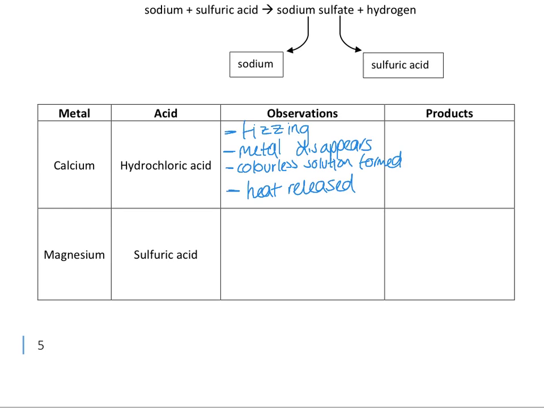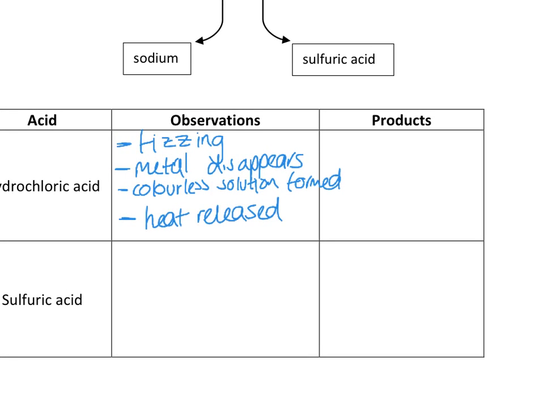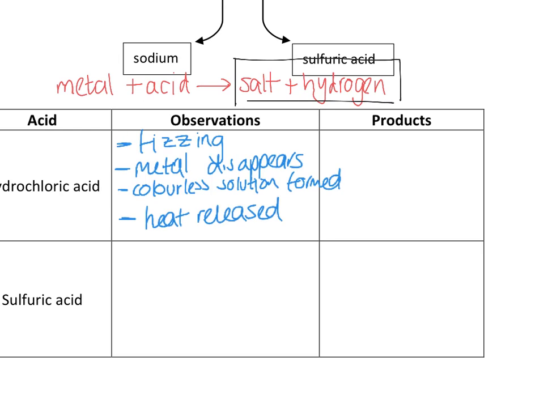Okay, so those are 4 observations, and you need to learn those observations in case they ask you in the exam what would be observed when a metal reacts with an acid. Now, in terms of our products, I know we filled this in yesterday, but we're going to get 2 products. So always think of your general equation, and I'll write it again here. Metal plus acid gives us a salt plus hydrogen. Okay, so our 2 products are always going to be a salt and hydrogen.